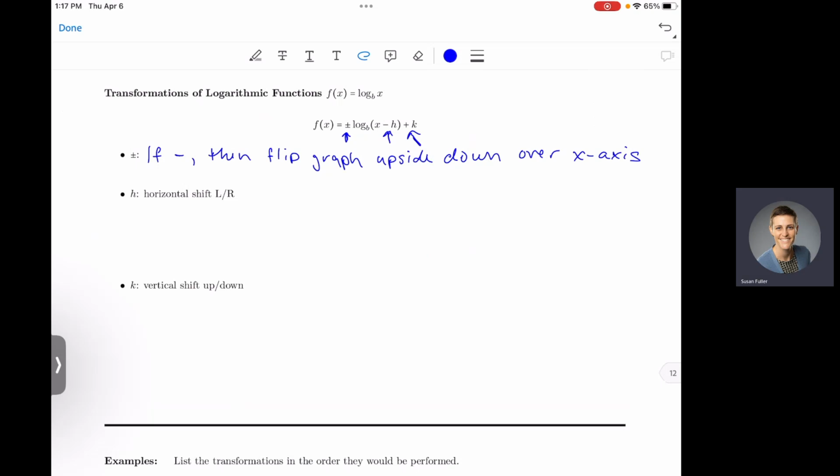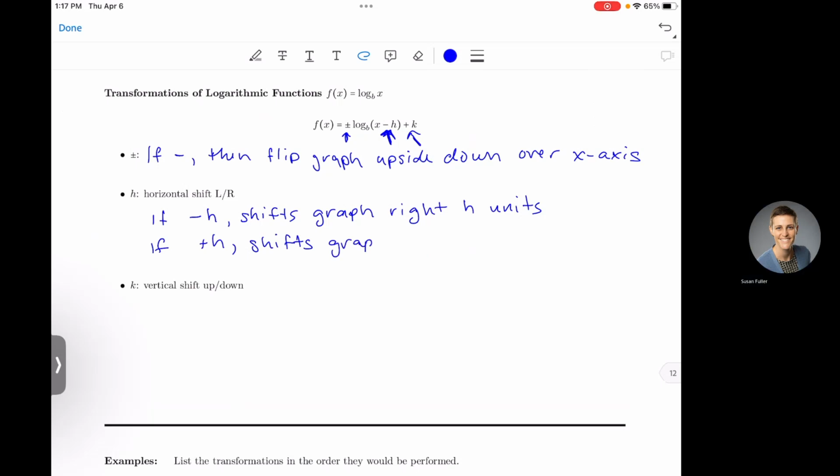If you add or subtract an h inside with x, this is going to shift you left and right, and it's going to go the opposite way that you think it will. So if you subtract h inside, then that shifts the graph to the right h units. And if you add h, that will shift your graph to the left h units. It's going to go the opposite way you think it will.